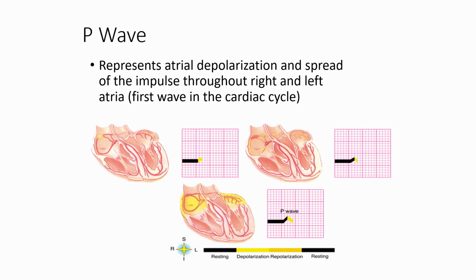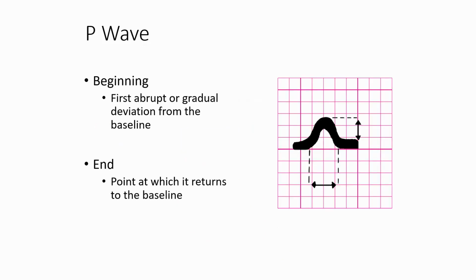So this is your P wave. It is the first wave in the cardiac cycle. I always like to think about a P wave kind of like a little hilltop right here. Okay? A normal P wave, when you're looking at it, it should be smooth and round.